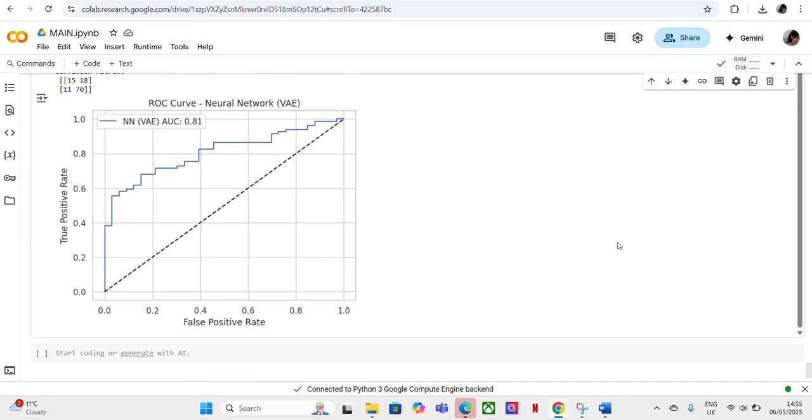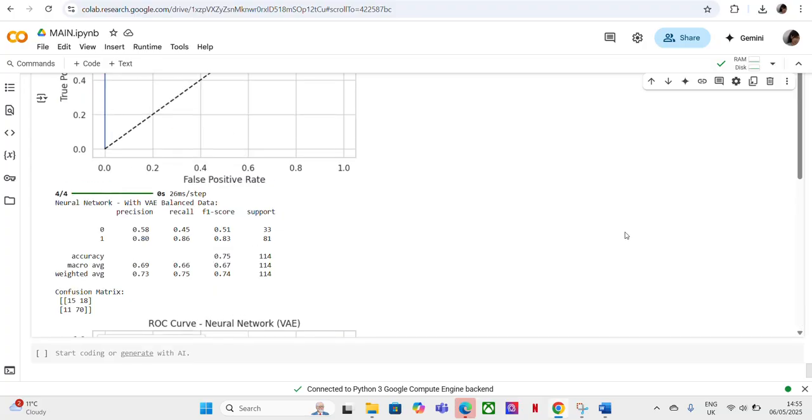We can see that neural network with VAE shows balanced data, and random forest with VAE. These performed the best among these models. VAE performed better than SMOTE with SVM, and it performed well with SVM. So that is what I understood from this.